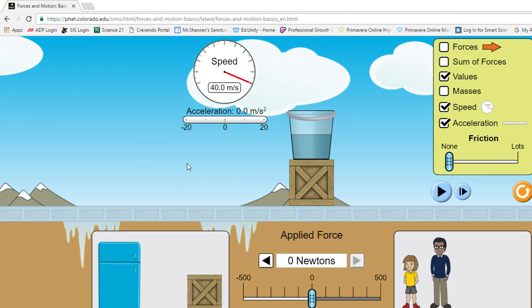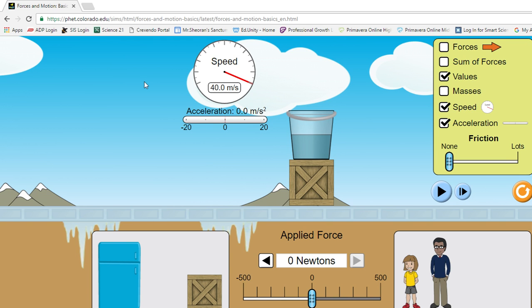Now, looking at the screen, we're going to set our frame of reference to be that any motion to the right is positive. Any motion or force applied to the left is negative. Part of the reason for this is there are a lot of misconceptions, specifically when it comes to acceleration, as to what this positive and negative mean.